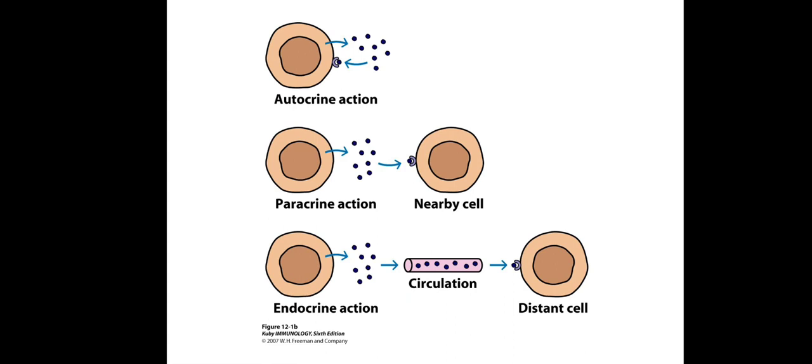Cytokines act in three different modes. When the cytokine produced by the cell acts on the same cell, it is called autocrine action. When the cytokine produced by the cell acts on the nearby cell, it is called paracrine action. When the cytokines produced by the cell enter the circulation and act at a distant cell, it is called endocrine action.